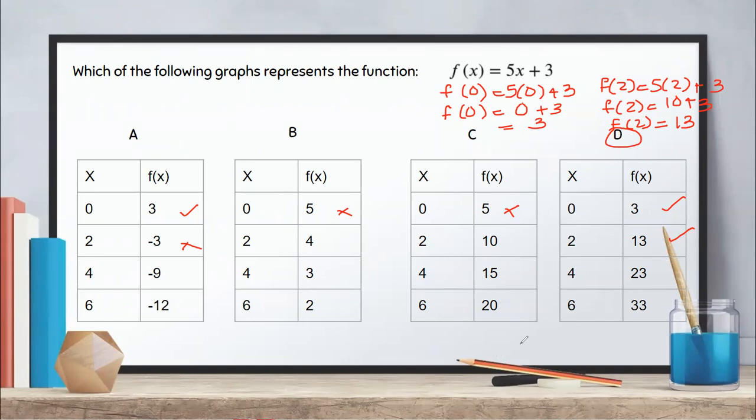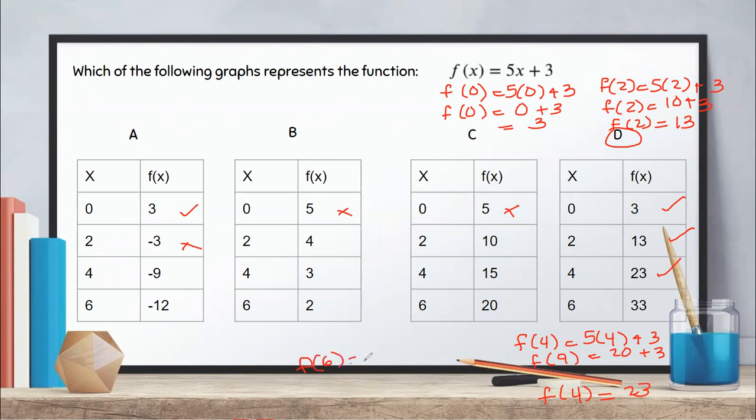So f of 4 is equal to 5 times 4 plus 3. F of 4 is equal to 20 plus 3. Sorry about the handwriting. That's a 4. It just looks a little messy. And f of 4 equals 23. So that works. And lastly, trying f of 6.